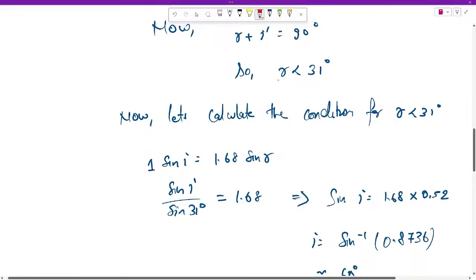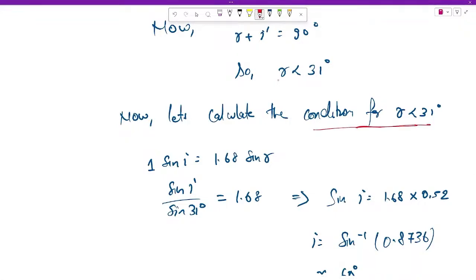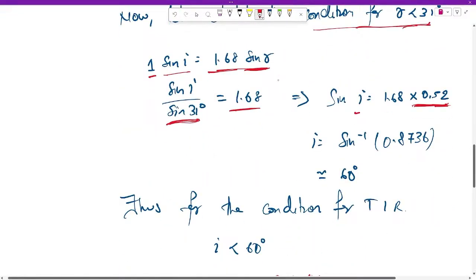So calculating the condition for r that is less than 31 degree would be 1 sine I is equals to 1.68 sine r. Now sine I by sine 31 degree, that is sine r, I have written sine 31 degree, would be equal to 1.68. Now this will give us sine I equals to 1.68 times 0.52. Now 0.52 is the value of sine 31 degree. I have substituted it over there. Now the value of I would be equal to approximately 60 degree.